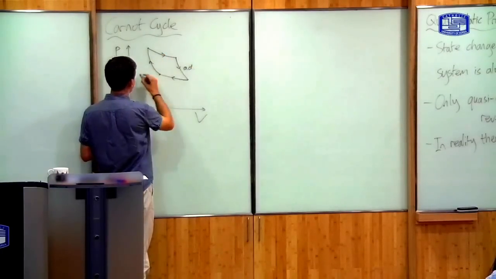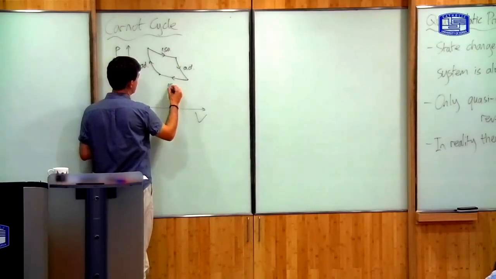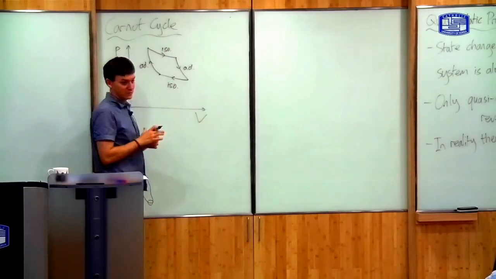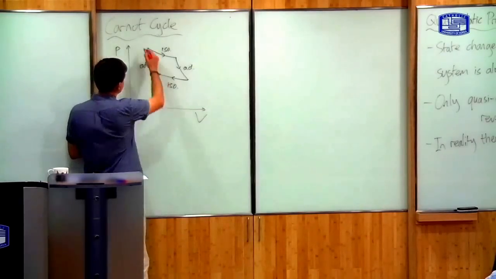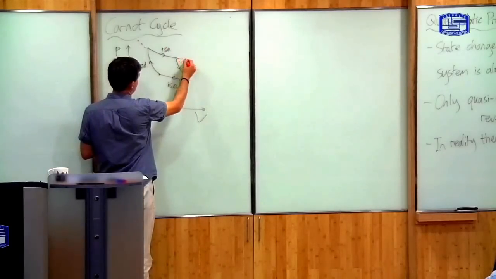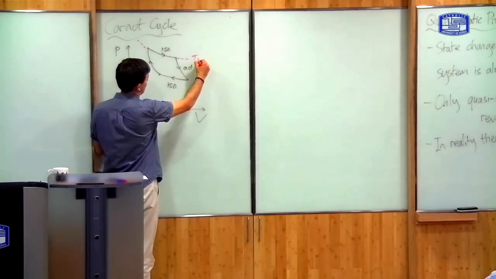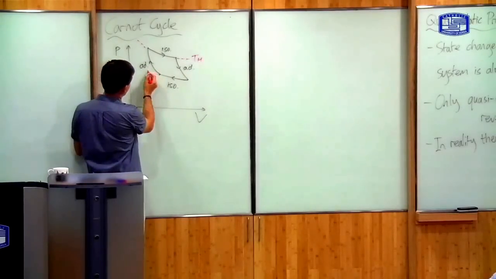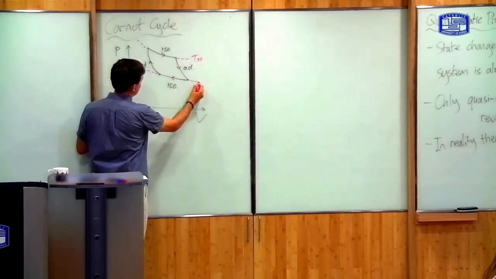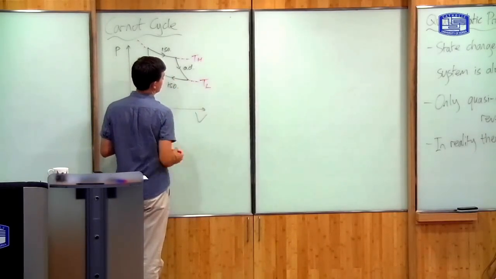So this is adiabatic, adiabatic, this is isothermal, this is isothermal. We defined this cycle as the Carnot cycle last time. If we suppose that this temperature up here is a constant temperature, this is the highest temperature the cycle reaches, we'll call it TH. And the temperature down here, this is the lowest temperature the cycle reaches, so we'll call it TL.